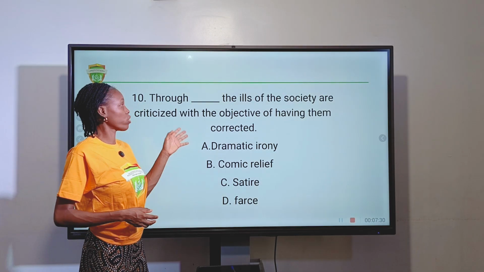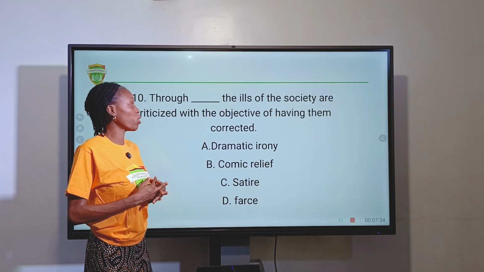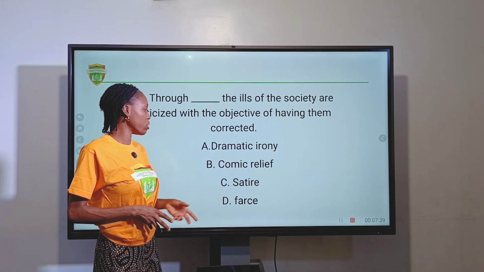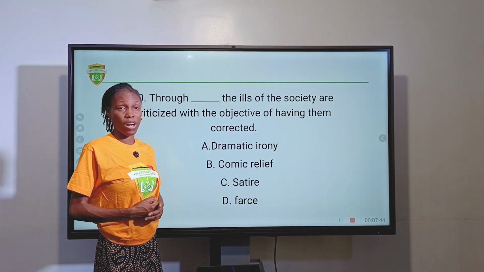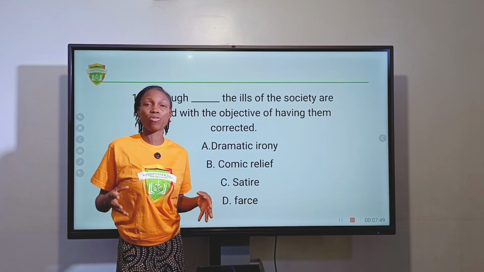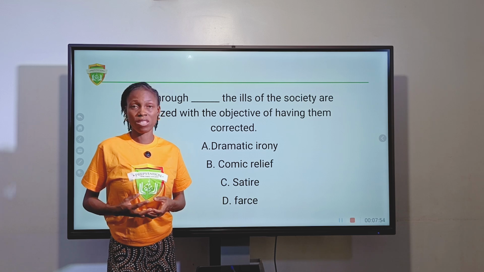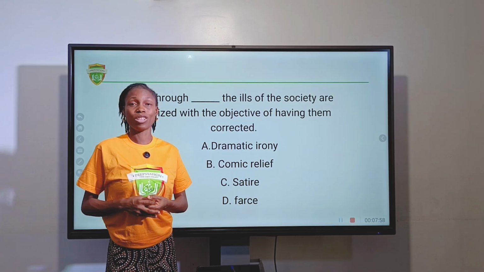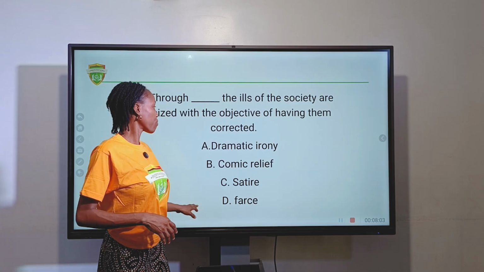Number 10, through dash, the ills of the society are criticized with the objective of having them corrected. A, dramatic irony, B, comic relief, C, satire, and D, farce. The answer is satire. Satire is a work of literature where a writer mocks the ills of the society with the use of the characters in the play or drama. So the answer is satire.